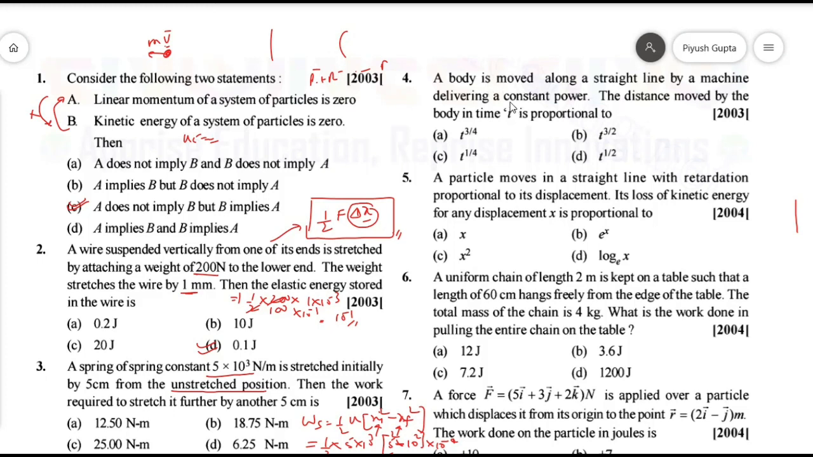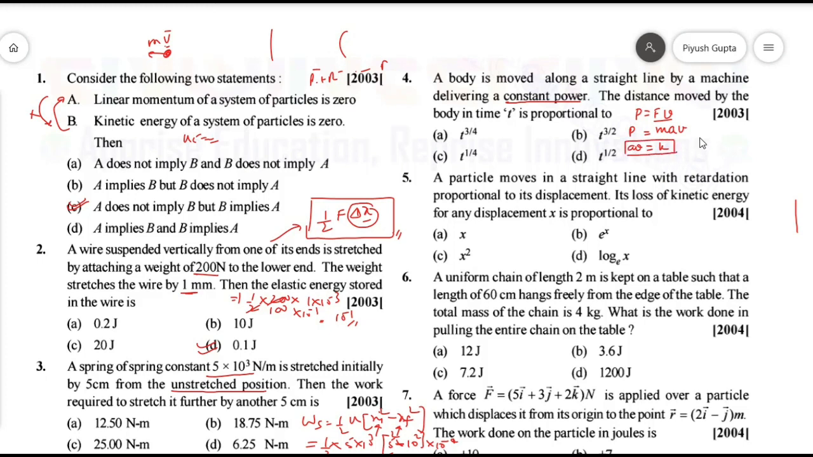So it's saying that the body is being delivered a constant power, so power is F into V. This is the general case of power. This F can be variable, this velocity can be variable. In this case, constant power means F into V is constant. F into V constant means F is equal to M into A into V, so power is M into A into V. This P is constant, so I can write A V is equal to P by M, constant by some mass, again a constant. A into V is equal to some constant K.